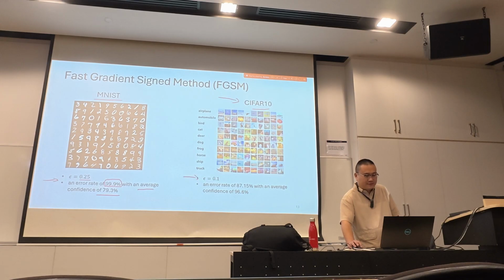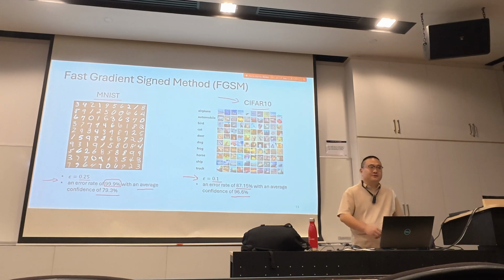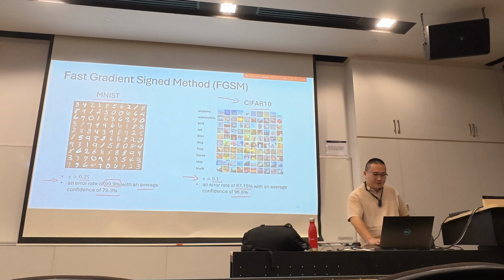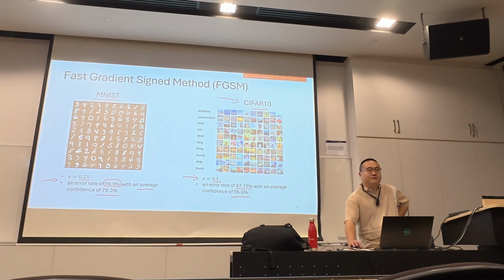And we can do the same for CIFAR. We set the epsilon to 0.1. And in this setting, we can fool the model almost 90% of the time. So still a very high fooling rate. And also the model will be fooled with an average confidence of more than 95%. This shows the power of FGSM. Although this is a very simple algorithm, you can see that it is very effective at fooling deep learning models.